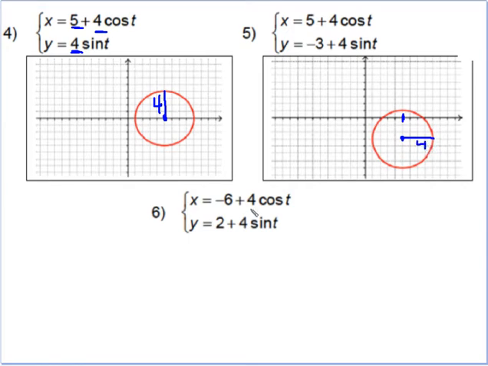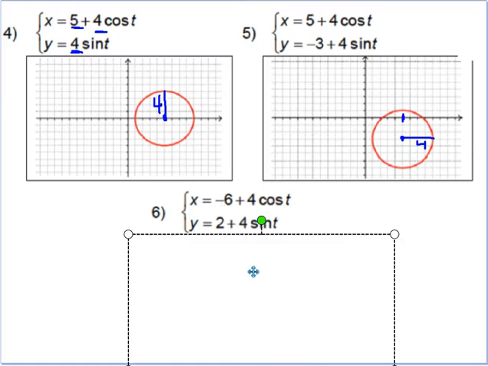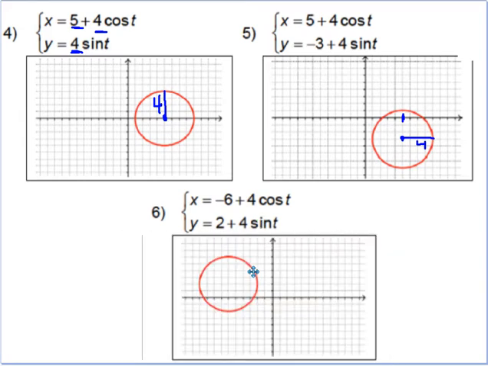Okay, so what do you think will happen if you have a -6 here and a 2 here? Think about it and then look at the graph. Okay, so -6 tells you that the center of your circle is going to go 6 units to the left, and then the +2 is 2 units up. So there's the center of the circle. Again, your radius is 4.